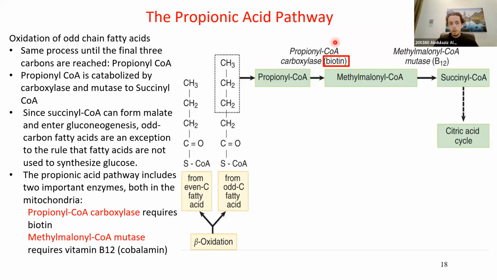So the first reaction uses something called propionyl-CoA carboxylase, and this requires biotin. I remember they emphasized the requirements of the enzyme. So this enzyme requires biotin. This requires B12. You guys should remember this. And simply the enzymes follow the name of the substrate. So propionyl-CoA is a propionyl-CoA carboxylase. Methylmalonyl-CoA is a methylmalonyl-CoA mutase. And this one requires biotin, and this one requires vitamin B12. So just remember those 2 facts.